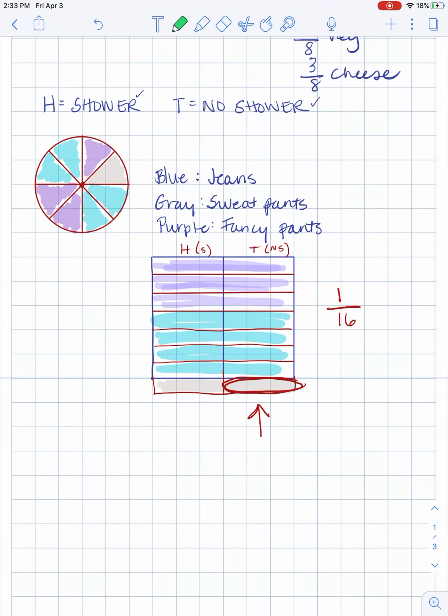Let's try a different one. Let's say I wondered, all right, well, what is the chance that I'm going to shower and wear my fancy pants? Shower is going to be on the heads side, and fancy pants are purple. In that case, we're not just looking at one of these, we're looking at 3 of them, right? Because there's 3 purples on that side. So if I'm going to shower and wear my fancy pants, there's 3/16 because there's 3 purple, 1, 2, 3, out of a total 16 possible boxes. Okay.